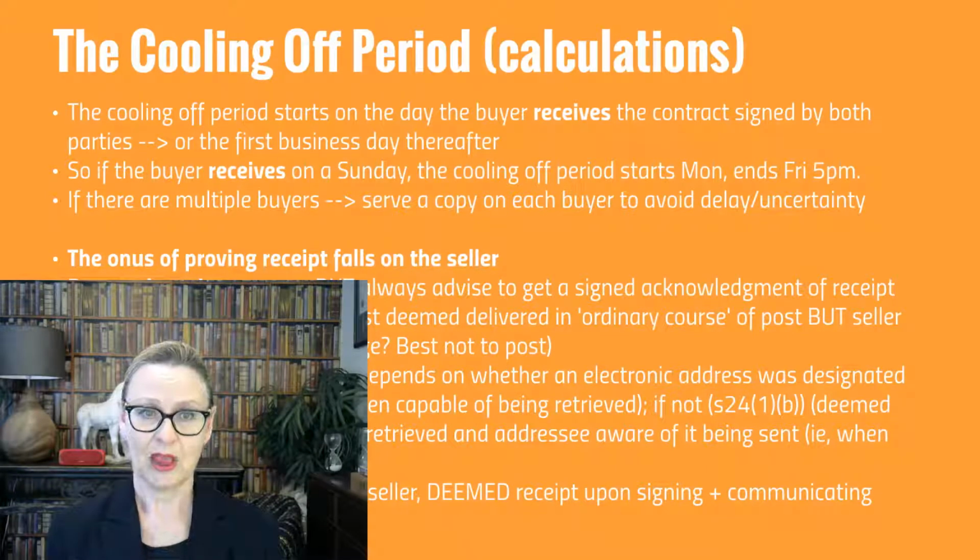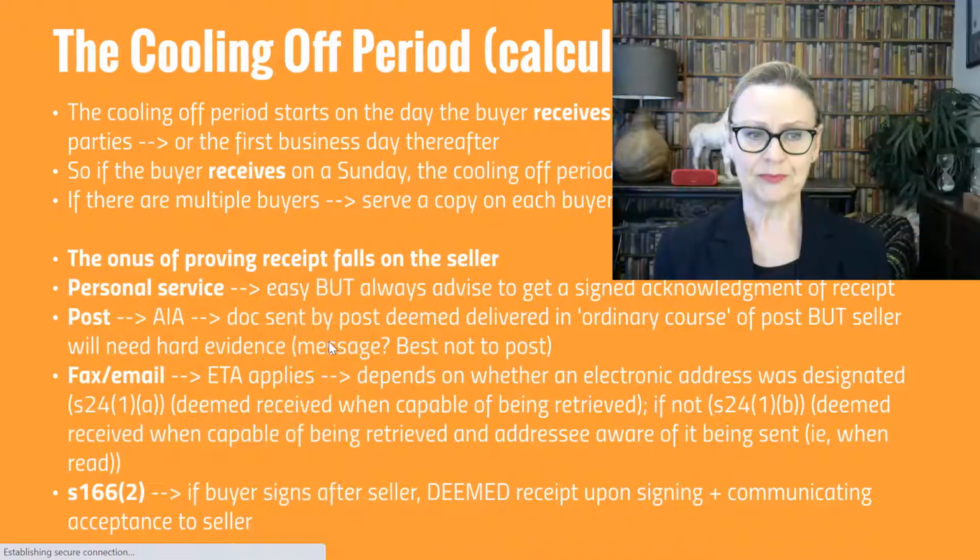If there are multiple buyers, and this is something that the text just says to be careful of, you probably should serve a copy on each of the buyers to avoid any delay, because you're going to have all of the buyers being in receipt of a copy of the contract signed by everybody, and time will start ticking then. So they say, just to protect your client, if you're acting for a seller, get a copy to everyone that's involved. The onus of proving receipt falls on the seller, and the text goes into a bit of a discussion about when a seller can be quite sure that they have sufficient evidence to prove receipt.